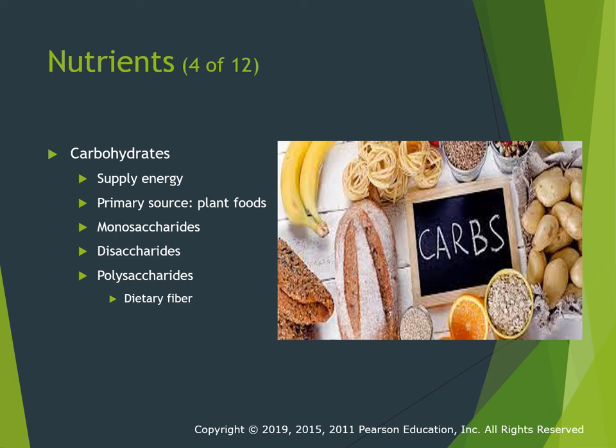The primary sources of carbohydrates are plant foods. They contain sugars and starches. The simple sugars, monosaccharides, are glucose, fructose, and galactose, quickly absorbed into the bloodstream. The disaccharides are sucrose, lactose, maltose. These are found in milk, sugar cane, sugar beets, honey, and fruits. The polysaccharides are complex carbohydrates and found in grains, legumes, and root vegetables. The polysaccharides break down more slowly than the monosaccharides, and they supply energy for longer periods.